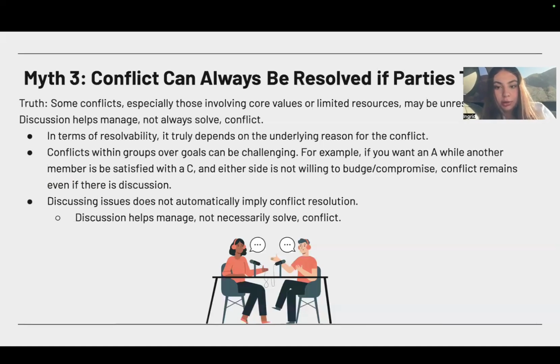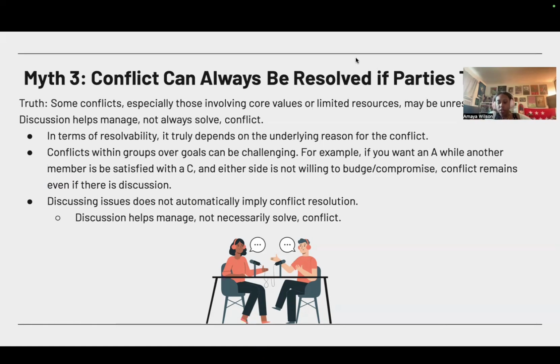Conflicts within groups over goals can be challenging. For example, if you want an A while another member is dissatisfied with a C, and either side is not willing to compromise, conflict remains even if there is discussion. Discussing issues does not automatically imply conflict resolution. Discussion helps manage, not necessarily solve conflict.